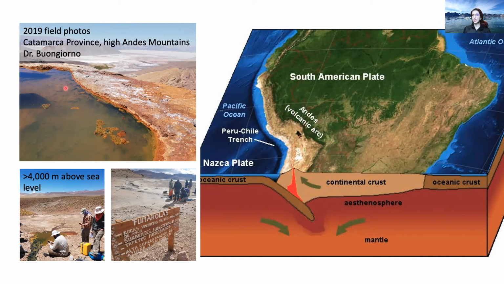And so here we have field photos from the Catamarca province, which is located in Argentina, where we again have that subduction zone between the Nazca plate and the South American plate. And this is us taking field measurements at such hot springs that are often called fumaroles because they outgas all of these volcanic gases like CO2 and methane.